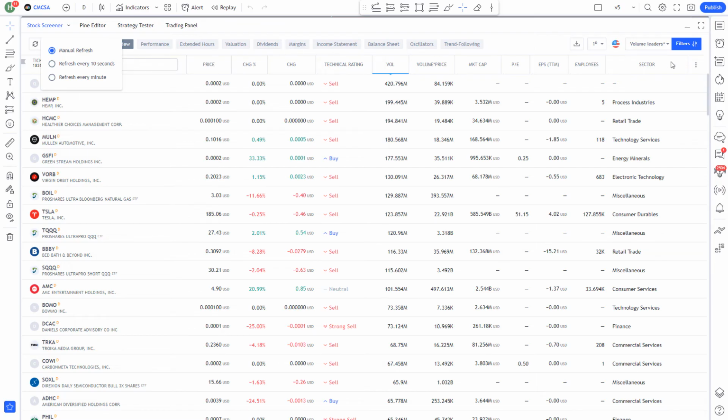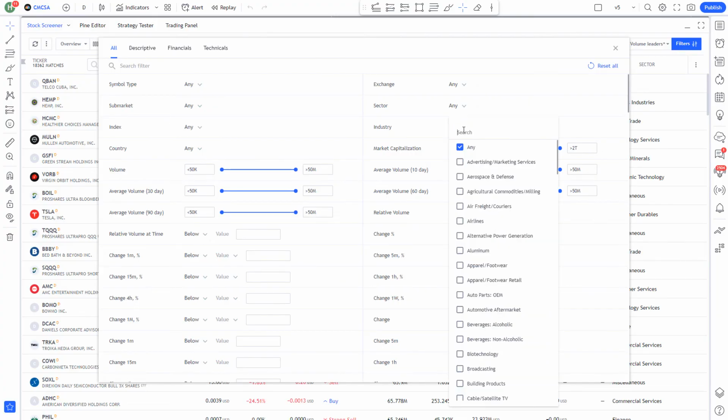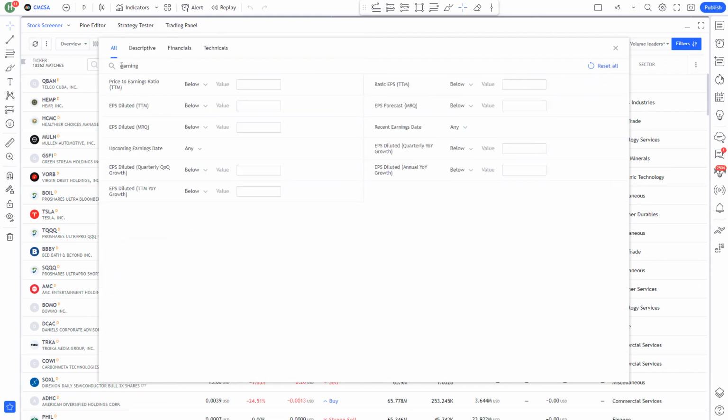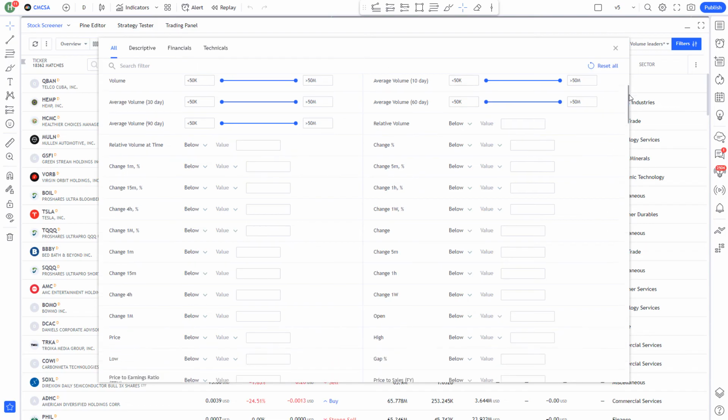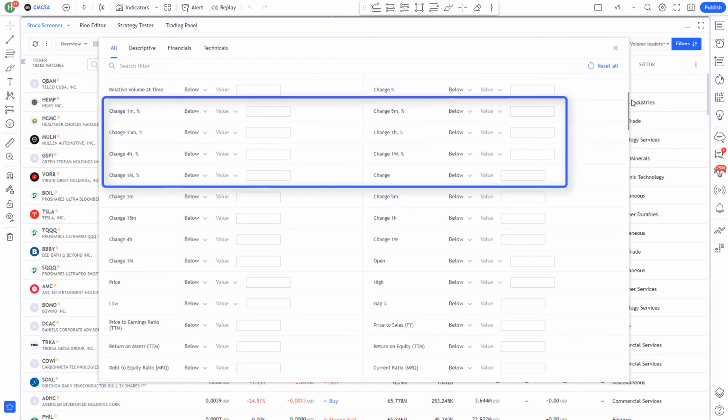Your imagination is the limit when it comes to the scanner. If you like to focus on a sector or a particular industry, you can do that right here. Searching for gap, you can find stocks that either jumped pre-market or intraday. If you want a quick pop, maybe you can look at all the companies with earnings reports coming out soon. The screener can give you all the stocks that have changed a percentage on whatever time frame you want.